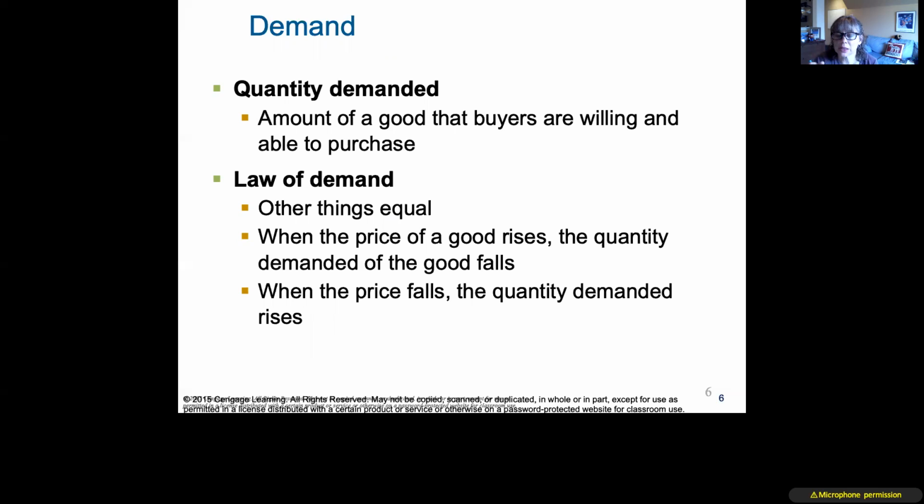Think about it logically and as a consumer, right? If the price of something goes up, are you going to buy more of it or less of it? Probably less of it, just because you only have so much money. When the price falls, the quantity demanded rises. Partially, this is due to the fact that people who were not able to buy it at a higher price can now buy it. And also, it means that we are more apt to buy it than we were before.